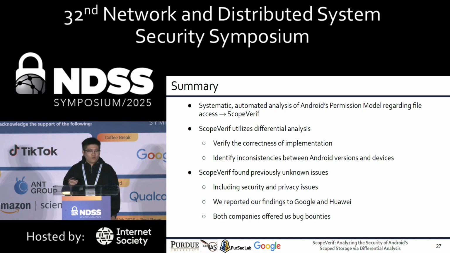In summary, we did a systematic automated analysis of Android's permission model regarding file access, which leads to ScopeVerif. ScopeVerif utilized differential analysis to verify the correctness of scoped storage implementation, as well as identify inconsistencies between Android versions and devices. ScopeVerif also found previously unknown issues, including security and privacy issues. We reported all of our findings to both Google and Huawei, and both companies offered us bug bounties.